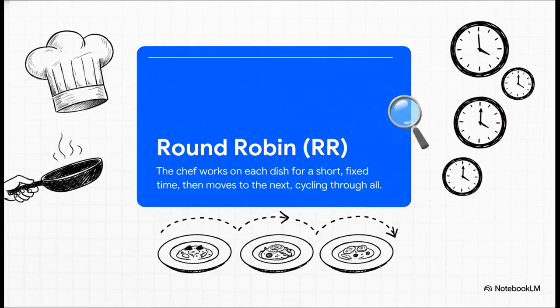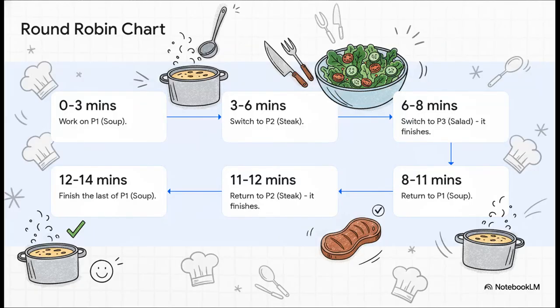So we've seen fair and we've seen fast. What about responsive? This is where round robin comes in. In this system, the chef is an absolute master of multitasking. They'll spend a small, fixed chunk of time, let's call it a time slice of 3 minutes, on one dish, then immediately switch to the next dish for 3 minutes, then the next, cycling through all the orders until they're all done. Let's watch the chef juggle.